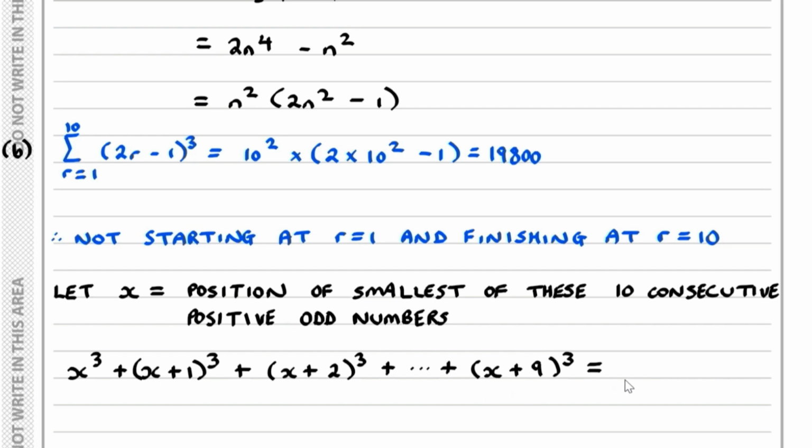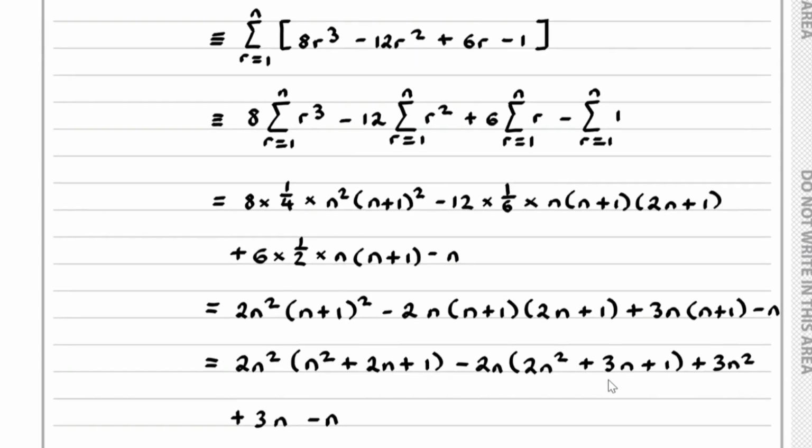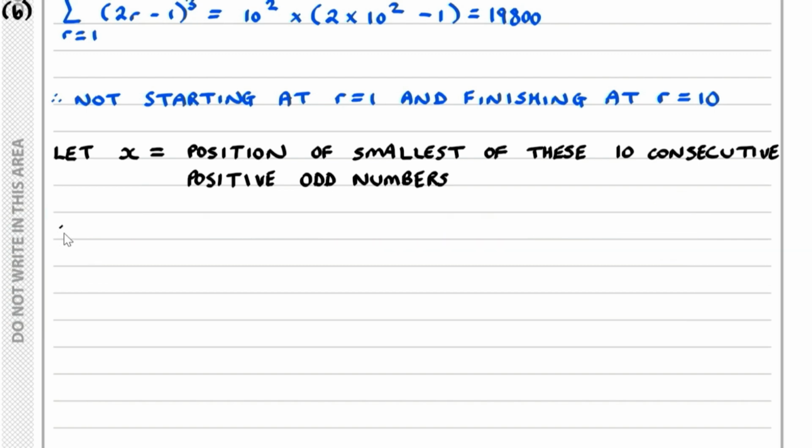And the result of all of this, if we go back to the question, is 99,800. That's essentially what we're saying. And so what we need to evaluate then is the sum from r equals x to r equals x plus 9. We've got 10 terms over here. So we've got (2r minus 1) cubed.